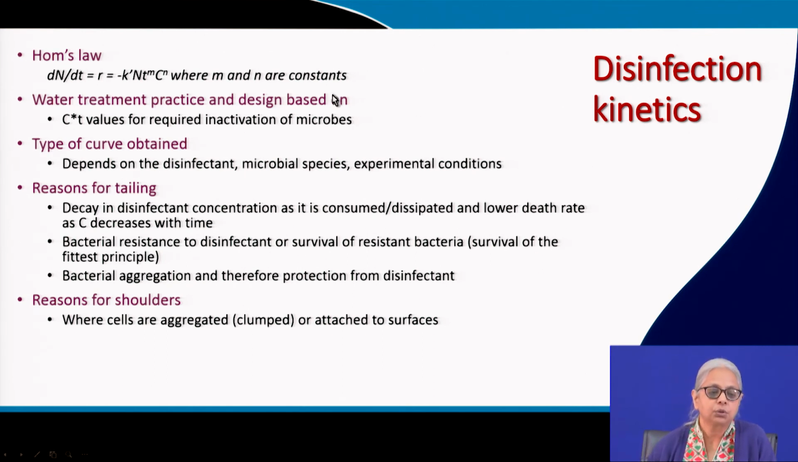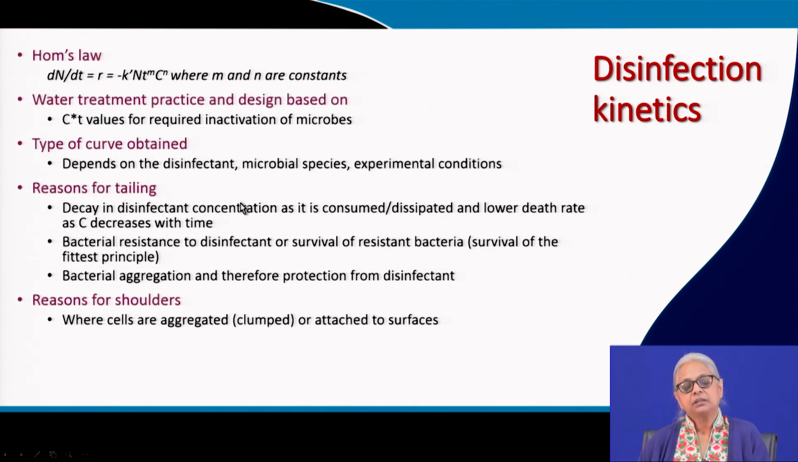Now you have Ohm's law, with dN by dt, which is another way. This is different from the Chick-Watson law. So here dN by dt is equal to minus k dash n times t to the power m and c to the power n. We know that in water treatment practice, we use CT values for a required log reduction in the microbial concentration. The nature of the curve, as I've already shown you, depends on the nature of the disinfectant, the nature of the microbial species, and the experimental conditions.